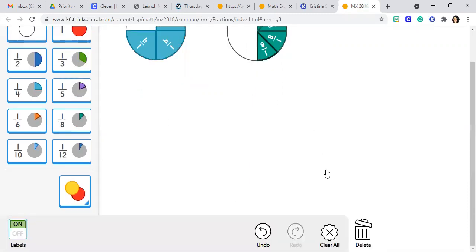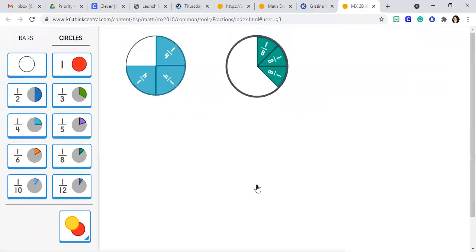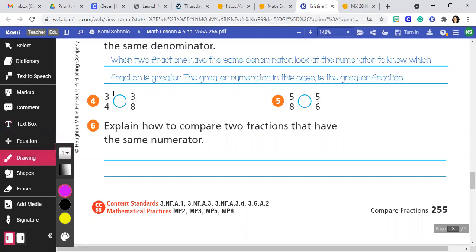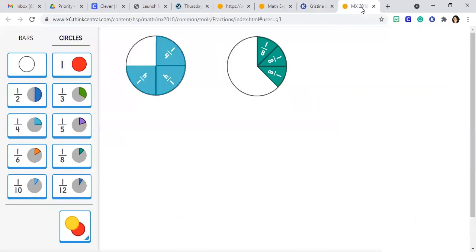Oops, I hit one too many, so I'm going to undo that. All right. So I have 3/4 and I'm comparing that to 3/8. Visually, I can see that 3/4 is greater than 3/8. So I am going to put my symbol in there. 3/4 is greater than 3/8. Okay, number 5. 5/8 compared to 5/6.